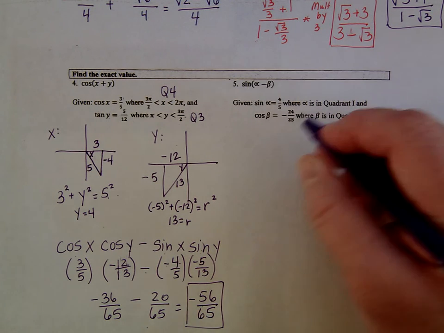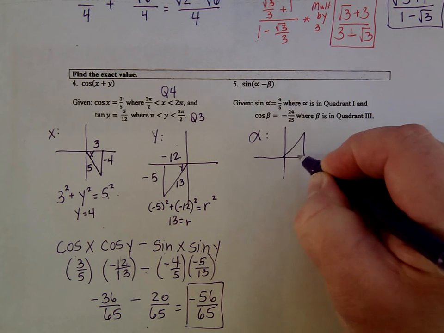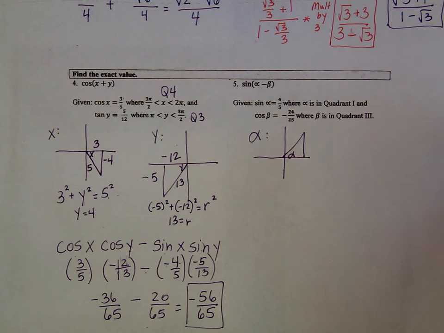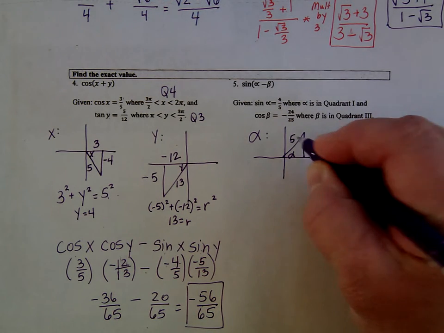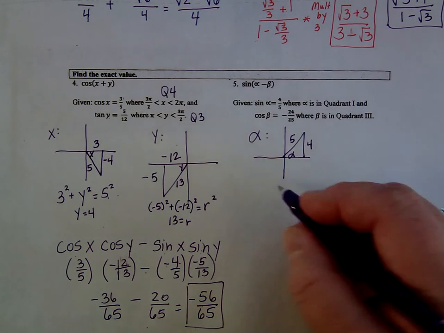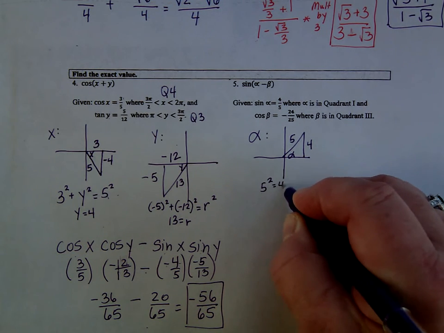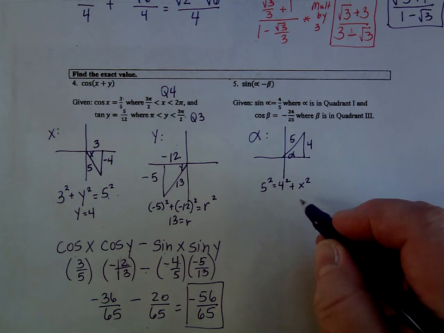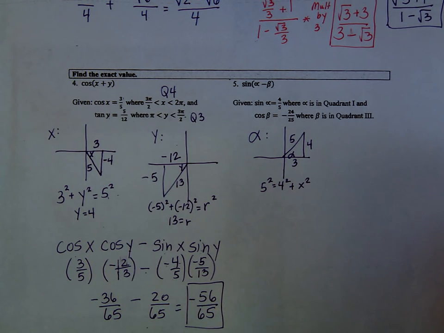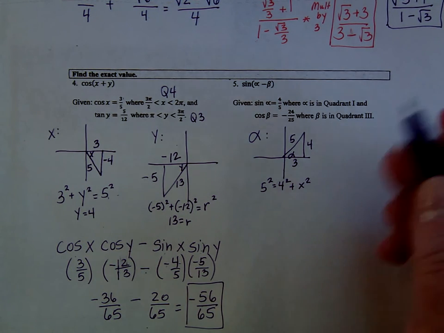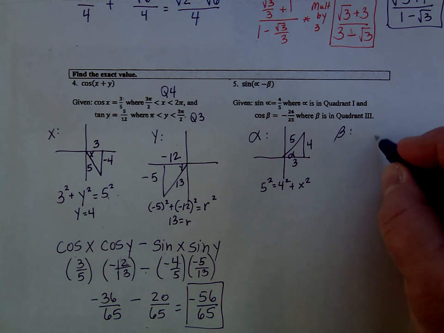So if I am the alpha, and I am in quadrant 1, alpha in quadrant 1 looks like that. Sine is opposite over hypotenuse. I need to figure out the missing x side in that, so that would be 5 squared equals 4 squared plus x squared. 25 minus 16 is 9, square root of 9 is 3. 3, 4, 5 triangle. It's a positive 3. If I go to my beta triangle, this one's in quadrant 3.